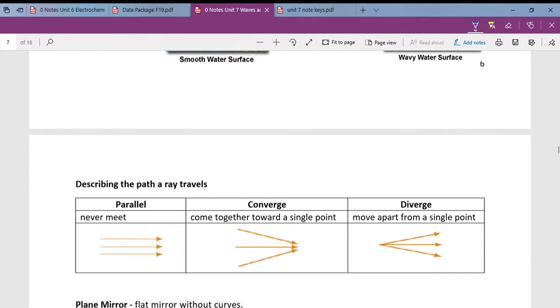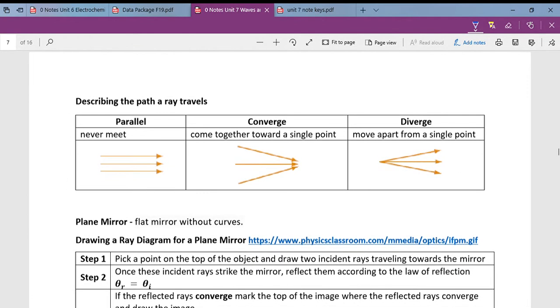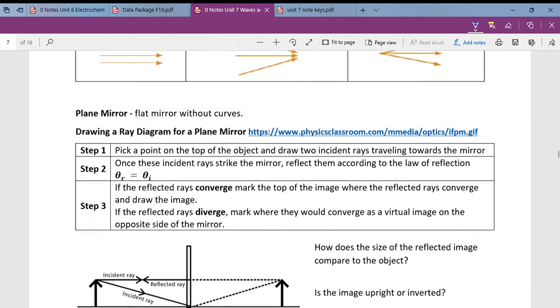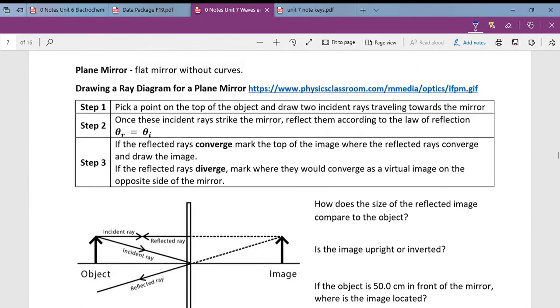All right. So when we are describing the path a ray travels, we can talk about them being parallel, which means they will never meet. We can talk about them converging, which means that they will come together at a specific point. Or we can talk about them diverging, which means that they are going away from each other and will never meet. The first type of reflection we're going to talk about is reflections off of plane mirrors.